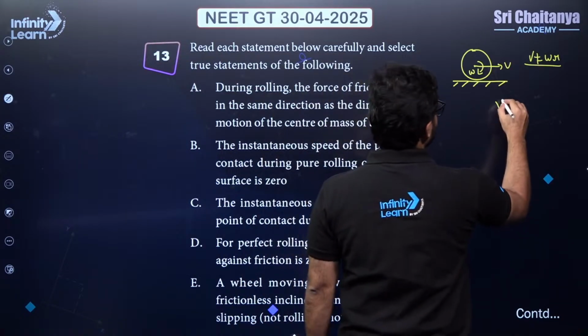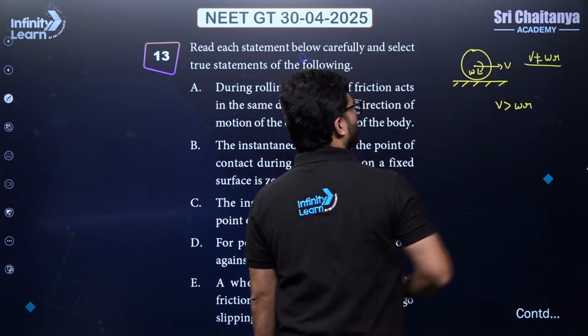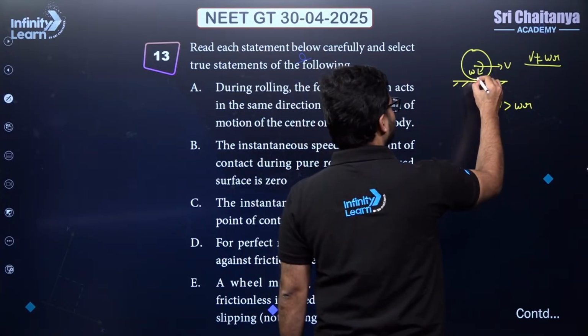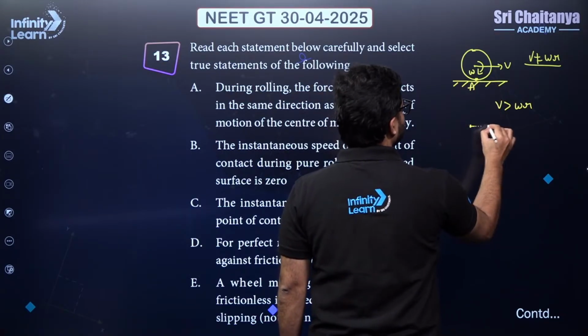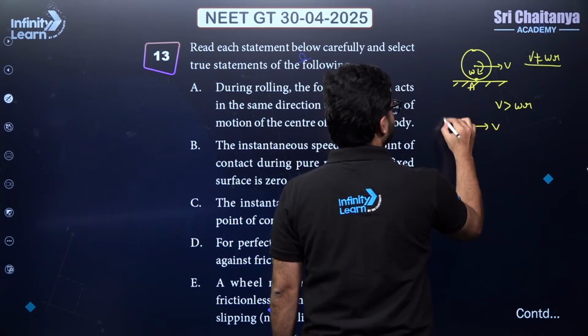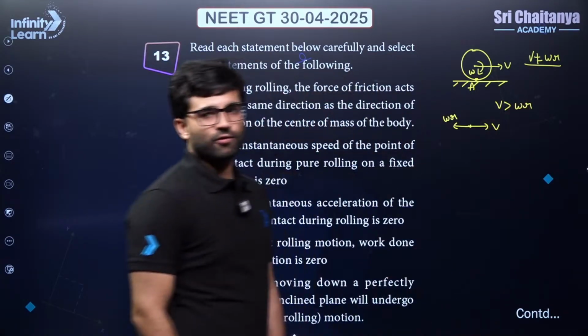Let's say in this case, V is greater than omega r. Just for an example, let's say this V is greater than omega into r. Then what will happen? If you see this point A, V is here, omega r is behind, and V is not equal to omega r. I am saying that V is greater than omega r.